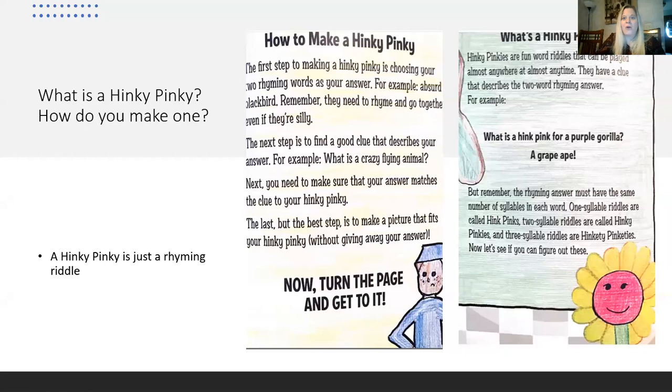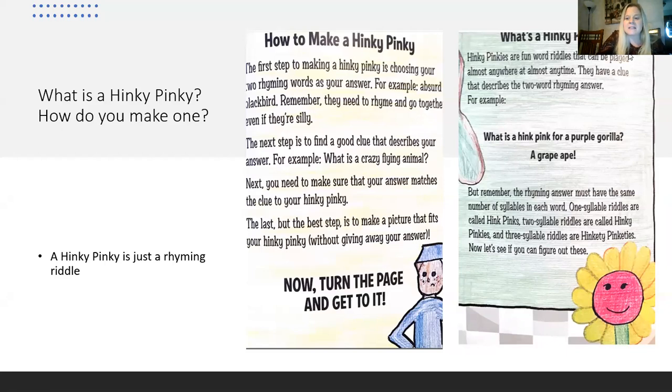Look at how the author arranged these words on the page, like glitter falling down onto the paper. Today, we are going to do rhyming riddles, also known as hinky pinkies. So what is a hinky pinky and how do you make one? Well, like I just told you, a hinky pinky is nothing more than a rhyming riddle.